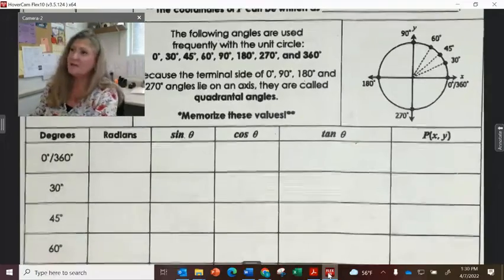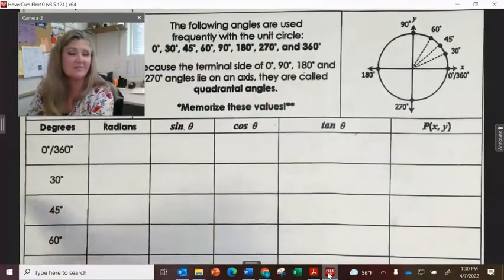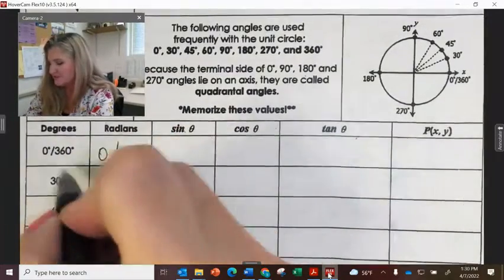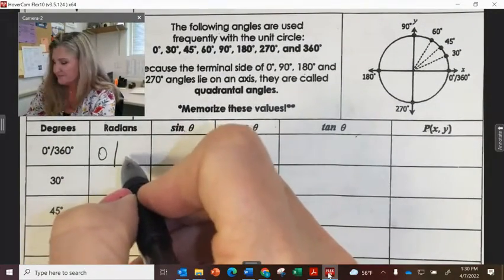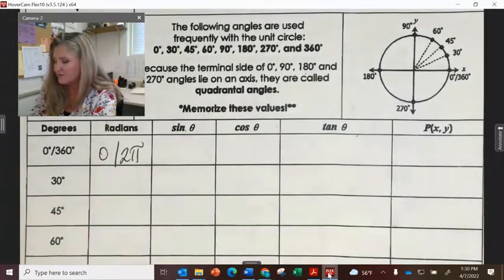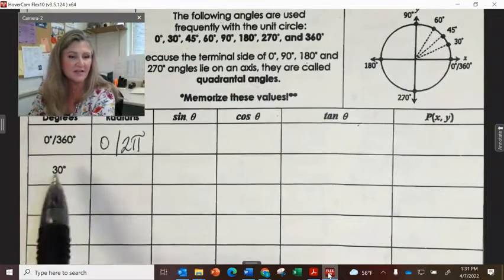Right, guys. So in the warm-ups, I asked you to go through and fill in as much of this chart as you can. So what's another name for 0 in radians? Just 0. What's 360 in radians? 2 pi, right? Let's do all the radian measures first, and then we'll go back and do the sine, cosine, and tangent.